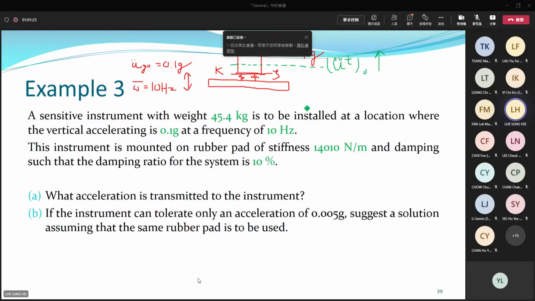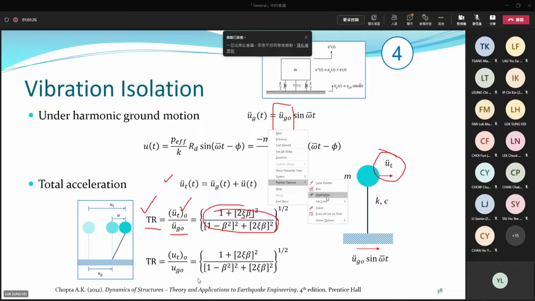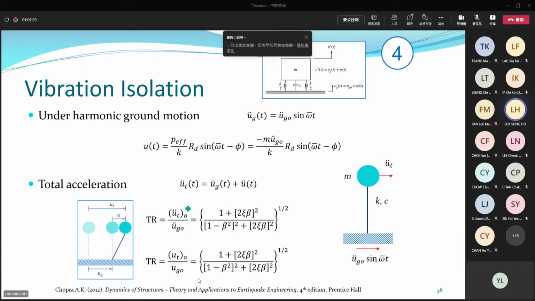Go back to the previous page here. Our target is to evaluate our total acceleration felt by the object. And the problem gives you the amplitude of the ground acceleration, something like that, right? Then what about the right-hand side, TR? TR, if you know damping ratio, if you know frequency ratio, then actually you can calculate TR directly. Damping ratio, 10% according to the question. Frequency ratio, you have to calculate yourself. By definition, frequency ratio equals omega bar over omega n, the natural frequency of the system.